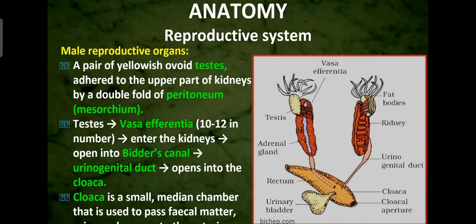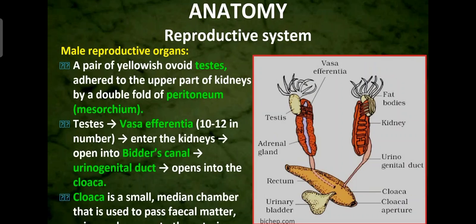Then the testes open into vasa efferentia. You can see tube-like structures beside the testes, the horizontal line-like structures. Those are the vasa efferentia. There are 10 to 12 vasa efferentia on each kidney. Long structures you can see, 10 to 12 in number.